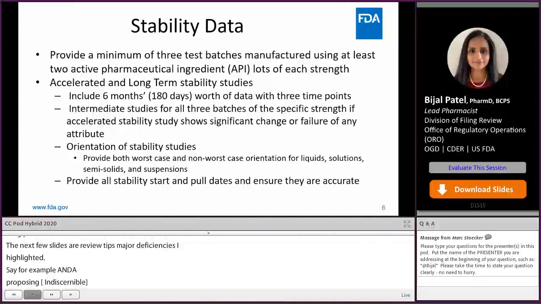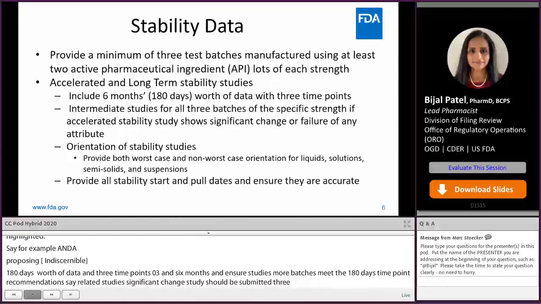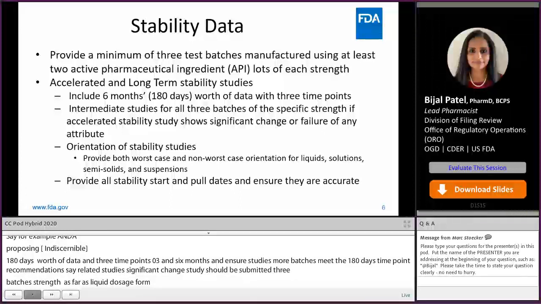Let's say the accelerated studies show significant change or failure of any attribute. In this case, intermediate studies should be submitted for all 3 batches of that specific strength along with the failed accelerated study data and failure analysis. As far as liquid dosage forms, oral solution, suspension, and semi-solid go, provide studies on both worst case and non-worst case orientation. Also, ensure that all stability start dates and pull dates are provided and make sure that they are accurate.